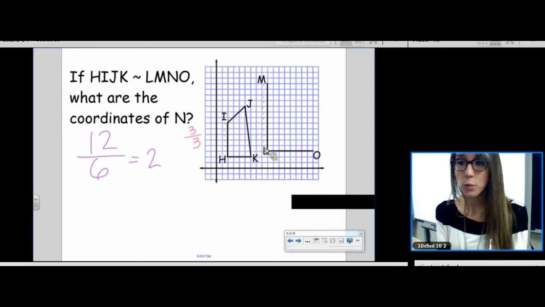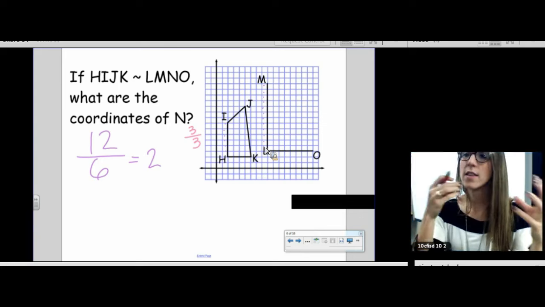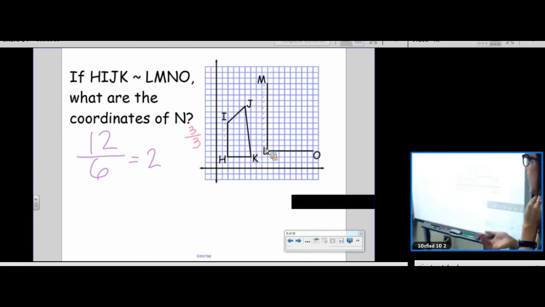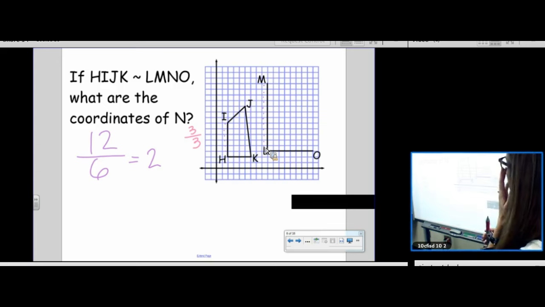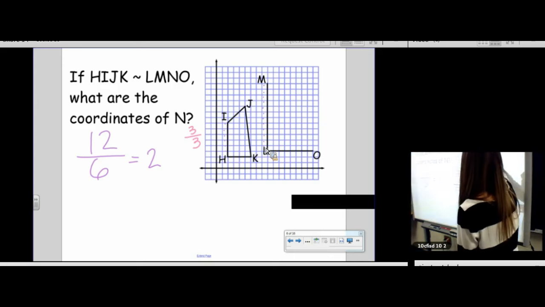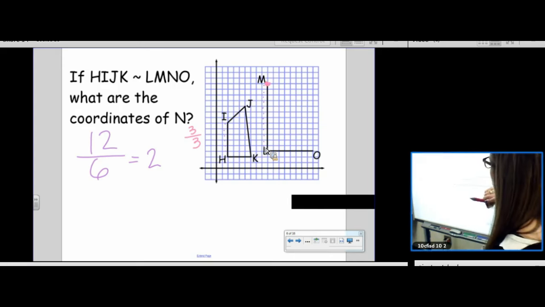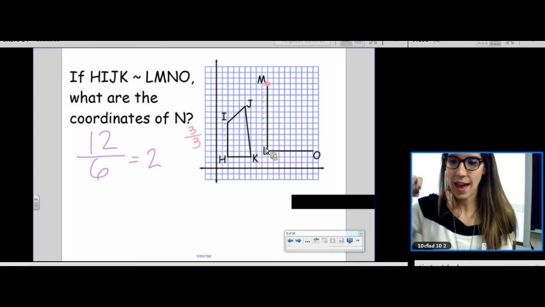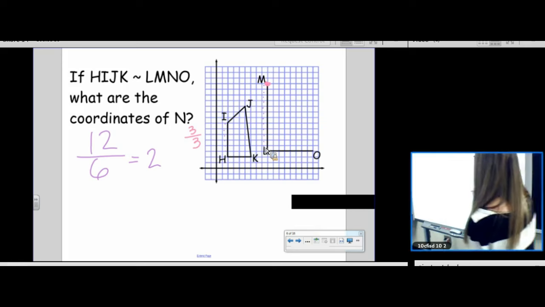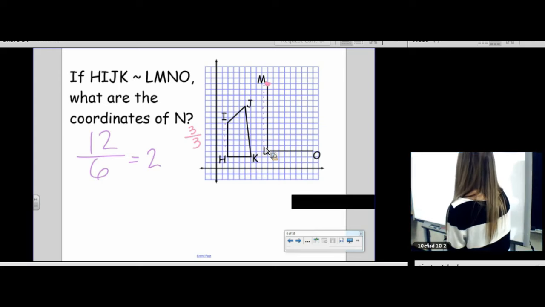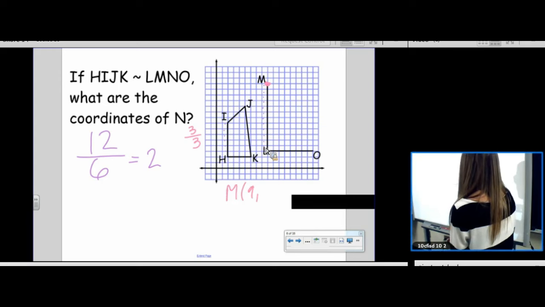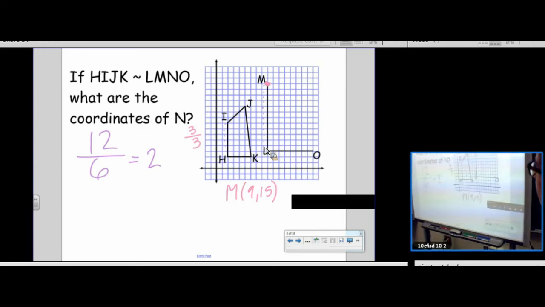If the scale factor had been 2.5, we'd do 3 times 2.5 and then 3 times 2.5. It's kind of unique since our scale factor is 2. We're going to end up off the graph. So we could find the coordinates of N by taking the coordinates of M, and we can add 6 to both the X and the Y. The coordinates of M are 9, 15. So N is going to end up off of our graph.